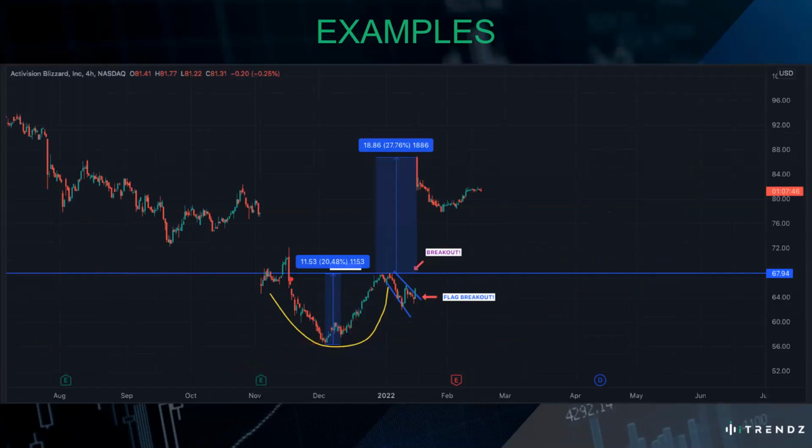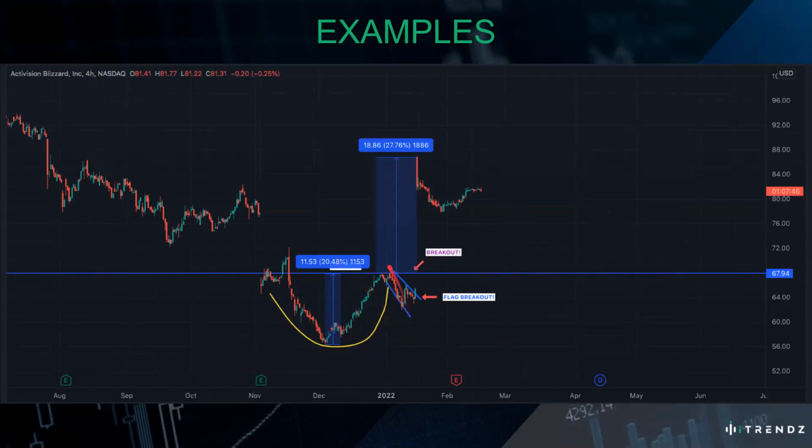So right here, this is Activision Blizzard on a 4-hour chart. This was back before the acquisition news from Microsoft of buying Activision, right? So we have this cup and handle with a nice resistance formed at this 67.94. The distance from the neckline back down to the bottom of the cup is 20%, 20.5%.